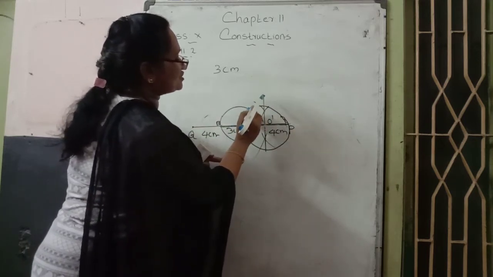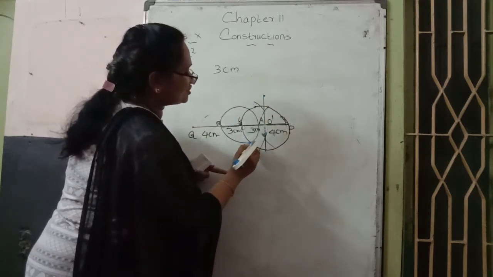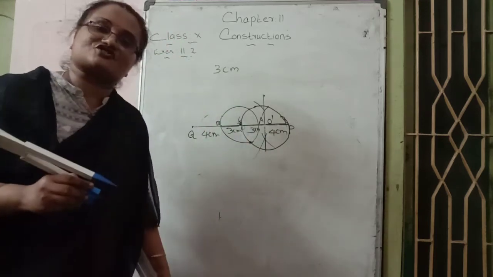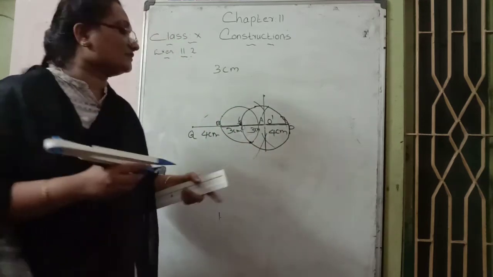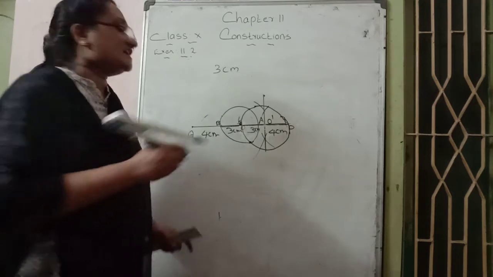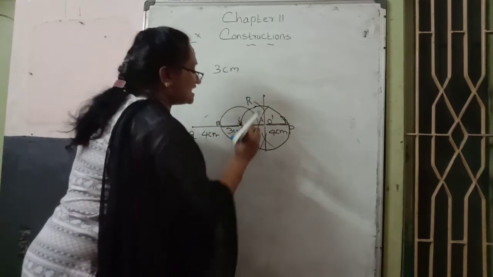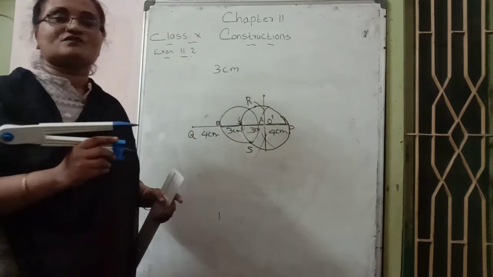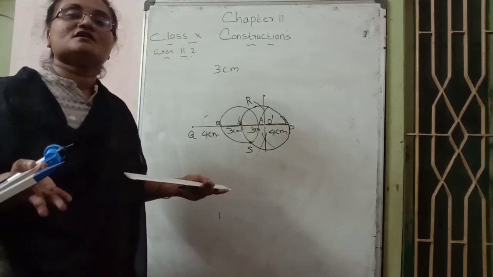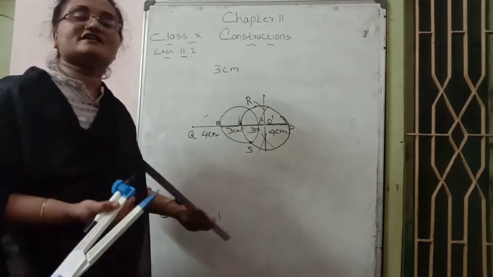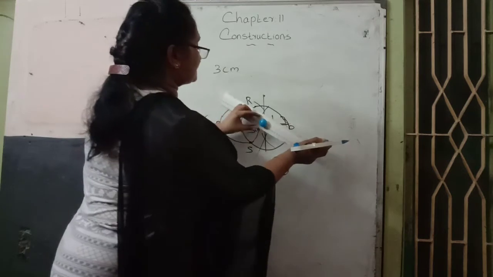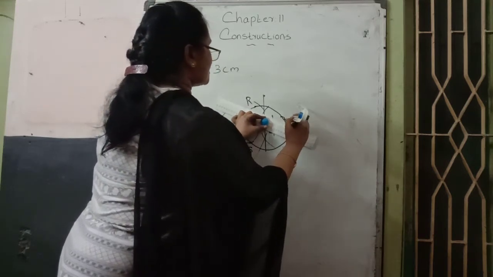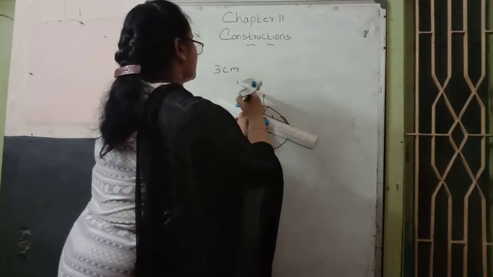Then see the first circle and second circle. They are intersecting. Where they are intersecting, these 2 points, you can give any alphabet. We can mark them as R and S. So joining R and S, the right side tangent is completed.